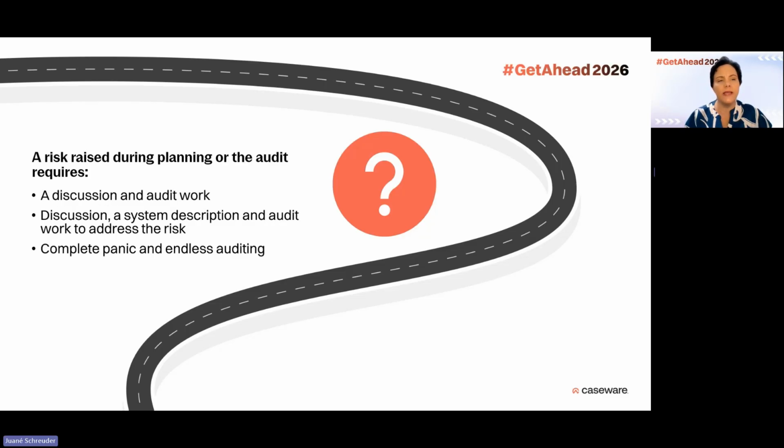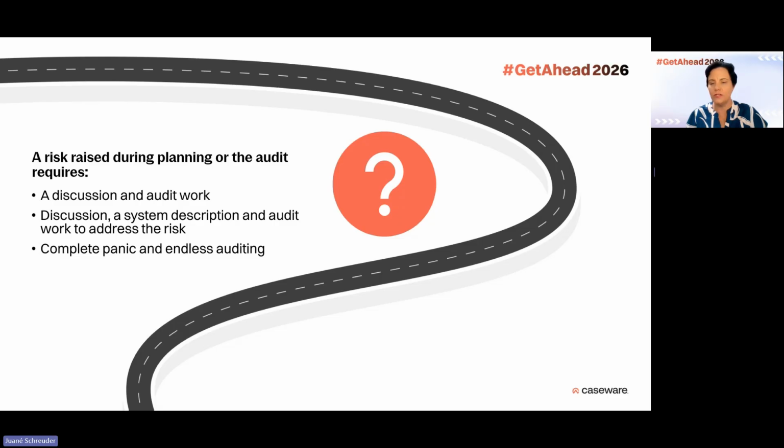A risk raised during the planning of the audit or the actual audit fieldwork requires what? What do we need to do when we identify a risk? A discussion and audit work, a discussion, system description and audit work to address the risk, or complete panic and we go and do endless audit for days and days and days. So let me activate that poll, or if you want to complete the chat, you can do that.